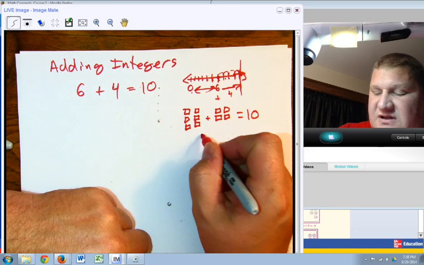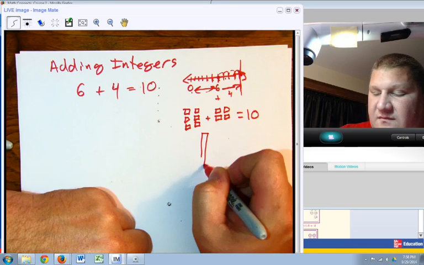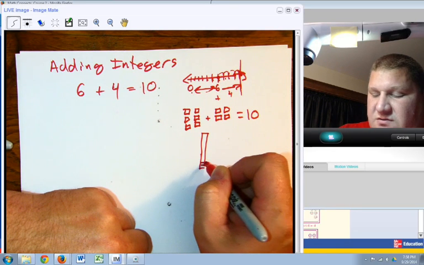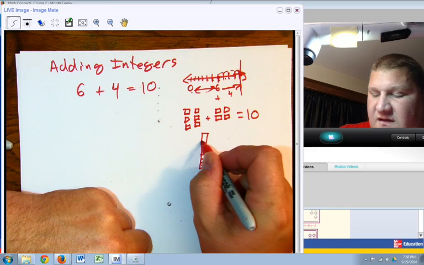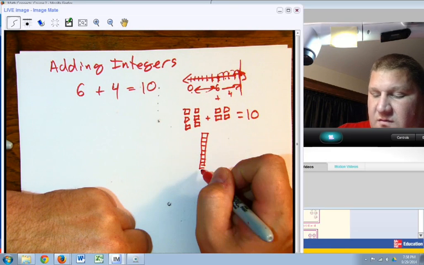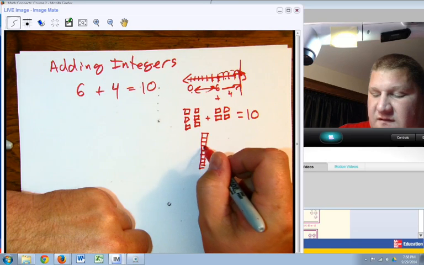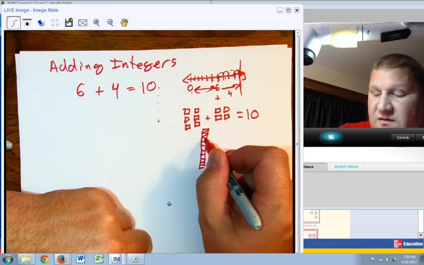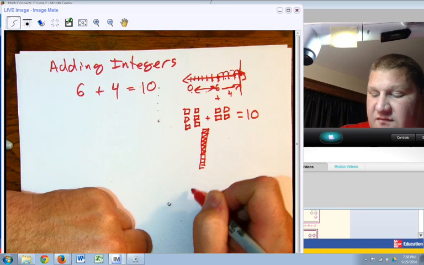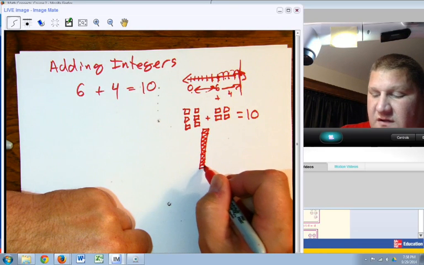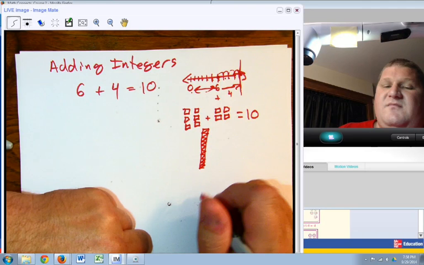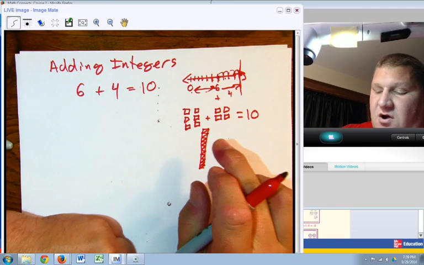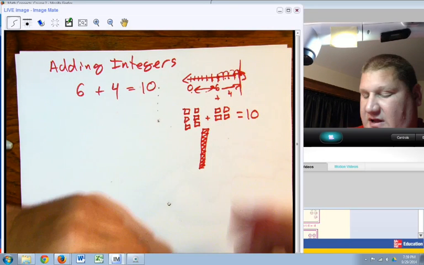Now sometimes we talk about number strips, and they each have 10 breaks in them. 1, 2, 3, 4, 5, 6, 7, 8, 9, 10. And you color 6 of them in, plus 4 more, and you come up with a full strip of 10. Different ways to think about it, but you say, okay, fine, that's super duper easy.